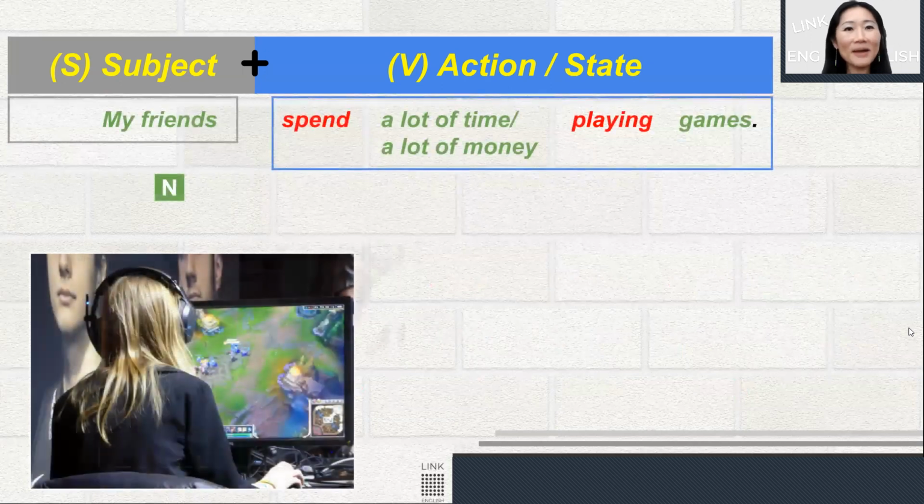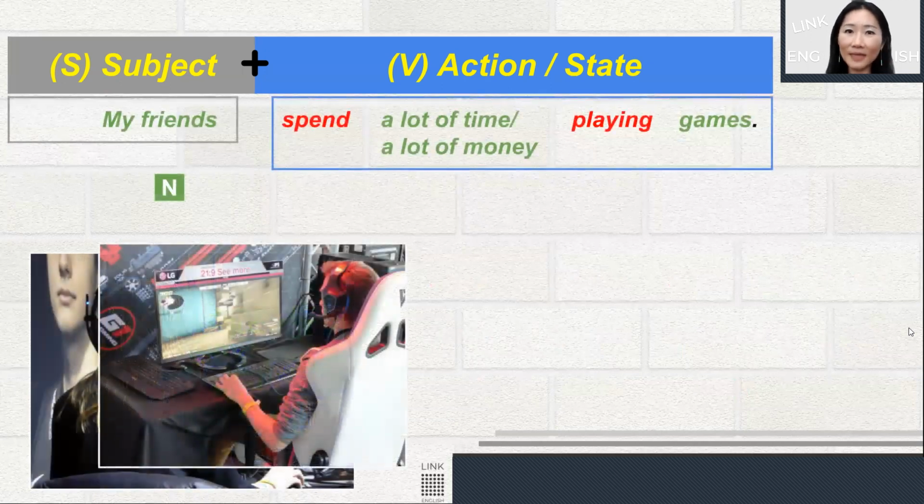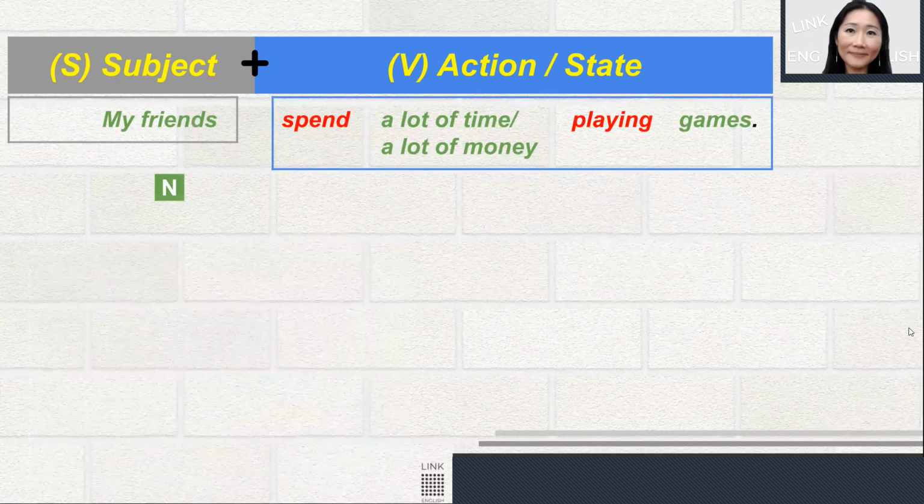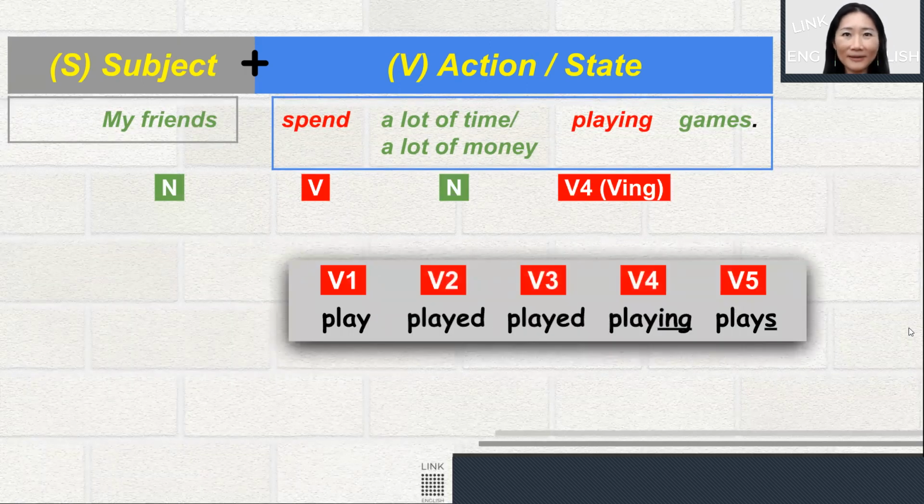Look at this one. My friends spend a lot of time or a lot of money playing games. When you see the first verb, spend, with a noun, the second verb has to take this form, V4, playing. And the verb play can be followed by nouns, playing games.